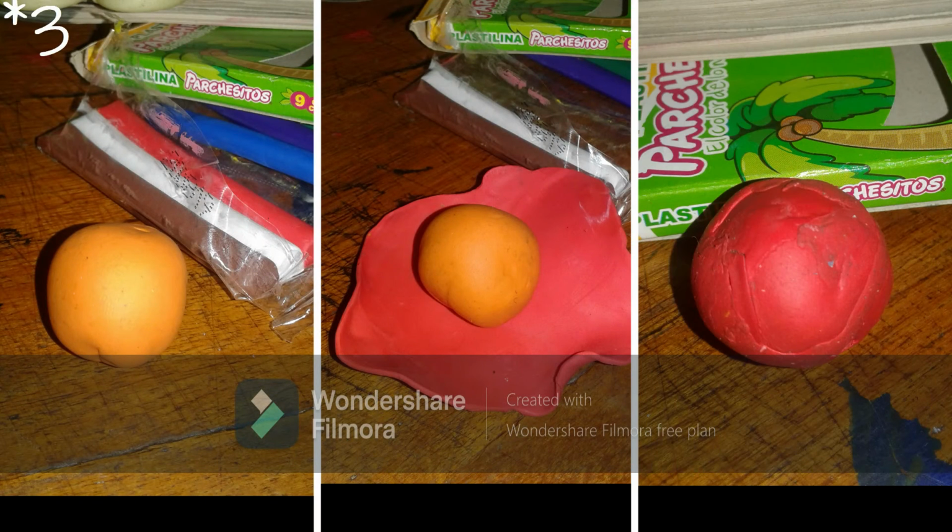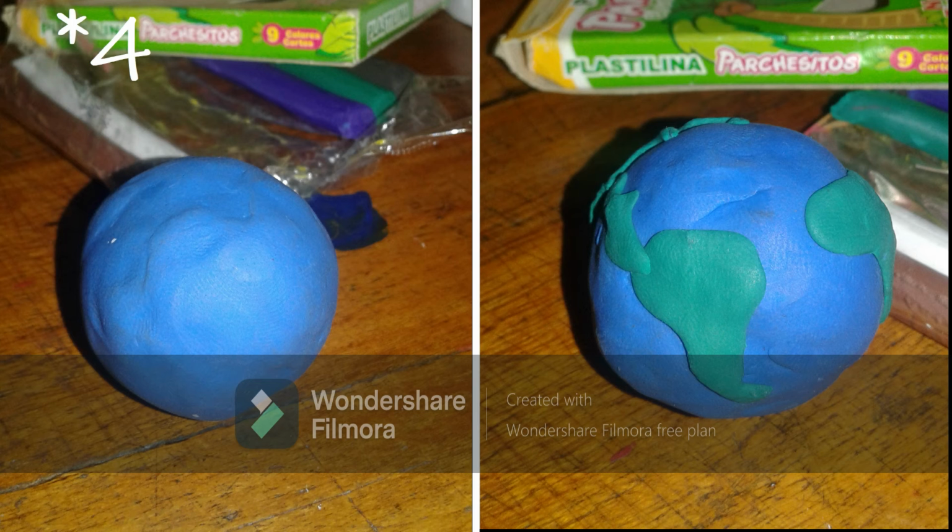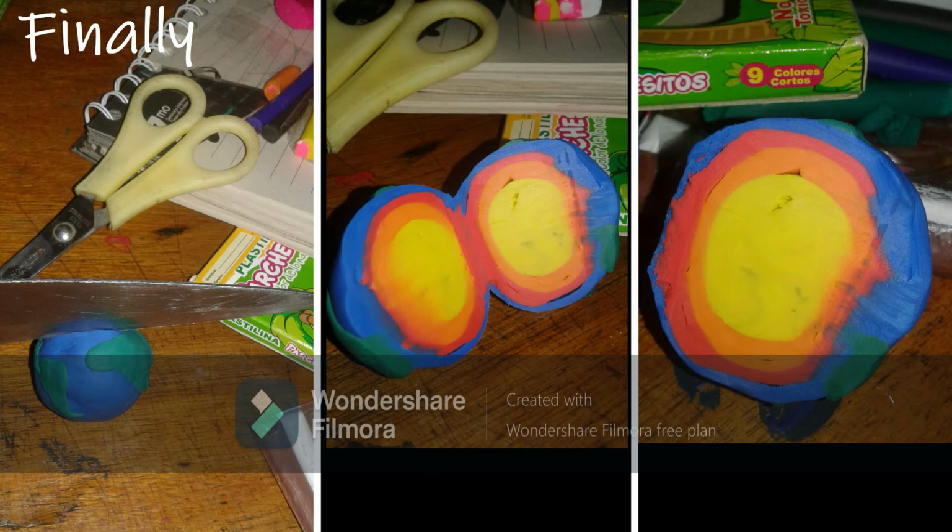Third, we cover the orange ball with a thick layer of red plasticine. It will represent the crust. Fourth, we cover the ball with blue clay and add islands and continents with green or brown plasticine. Finally, you are going to cut the sphere in two.